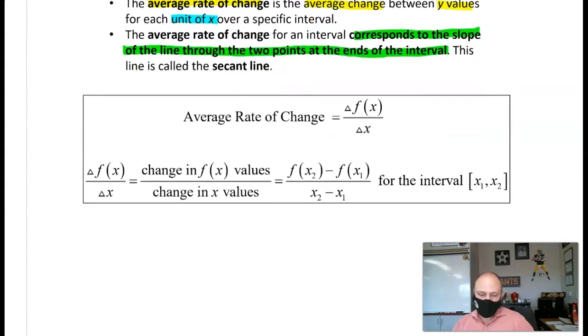The average rate of change formula is delta f of x over delta x. Some people freak out with function notation. If the function notation is confusing you, just remember that your f of x values are the same thing as your y values. So I can calculate the change in f of x values: f of x2 minus f of x1, the function evaluated at those two x values, divided by the difference in our x values.